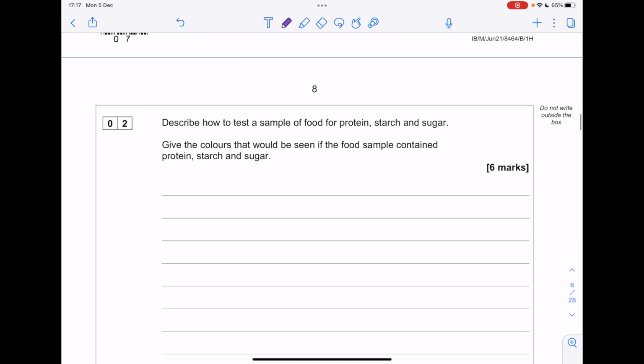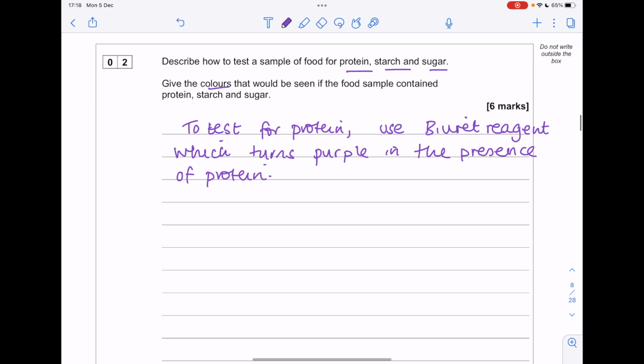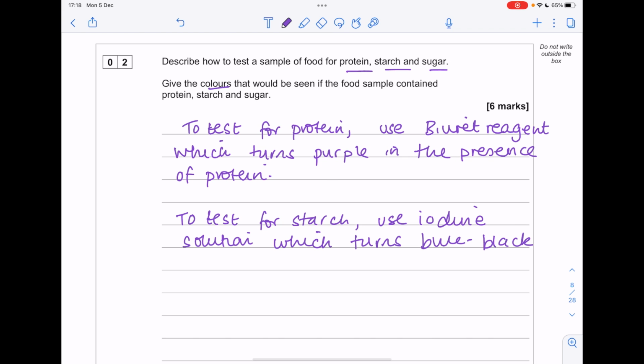Describe how to test a sample of food for protein, starch and sugar. Give the colours that would be seen. Okay, let's take them all one by one so we don't miss anything. So to test for protein, use Biuret reagent. Remember that should turn purple in the presence of protein. To test for starch, we use iodine, which turns blue-black in the presence of starch.